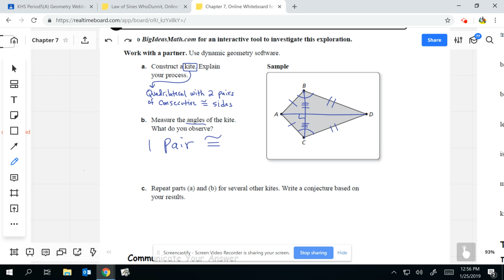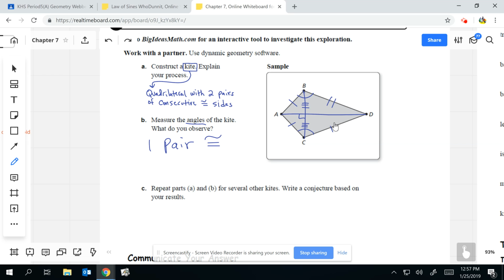Do you see how these two sides are next to each other and they're the same? You see how these two sides are next to each other, they're the same? So these two are the same, that's one pair. These two are the same, that's the other pair. So two pairs of consecutive congruent sides. If they were opposite congruent, it would be a parallelogram, because the opposite angles and the opposite sides are congruent in a parallelogram. The kite means there are two pairs of congruent sides that are next to each other.